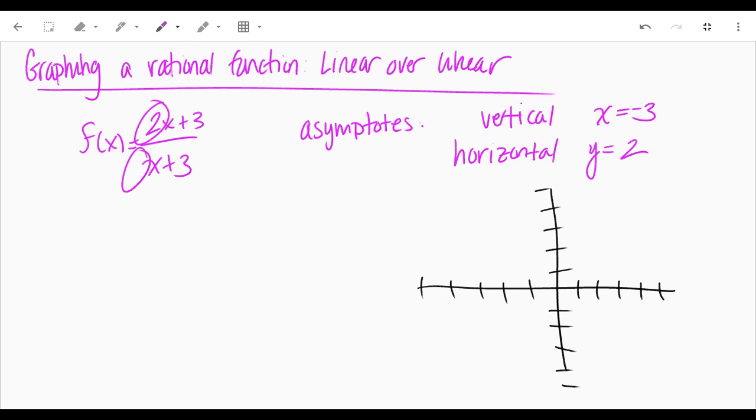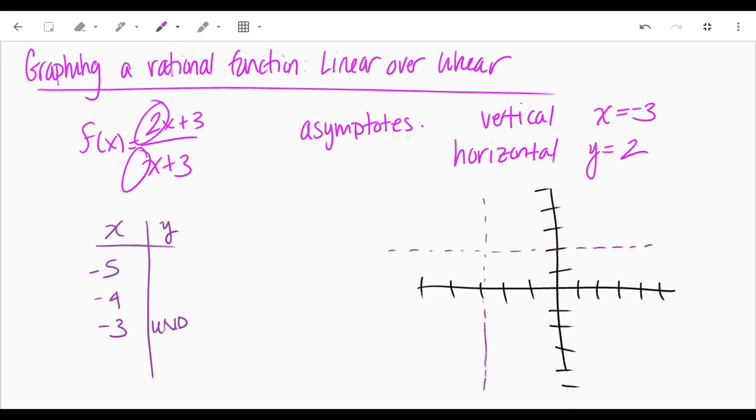Okay, so x is -3 and y is +2. Okay, so I got my asymptotes drawn in. Now I'm going to make my table. When x is -3, our function is undefined. So I'm going to get my points at -4, -5, -2, and -1.